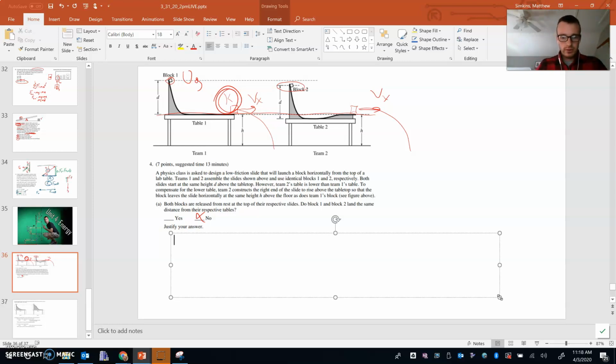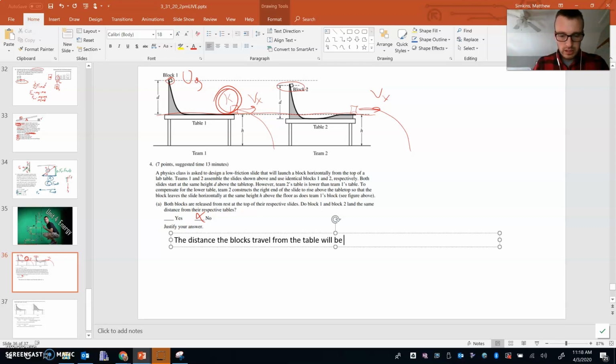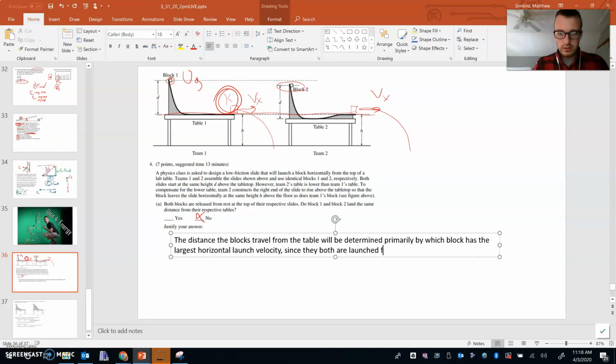So we could say, for example, the distance the blocks travel from the table will be determined primarily by which block has the largest horizontal launch velocity, since they both are launched from the same height above the ground.